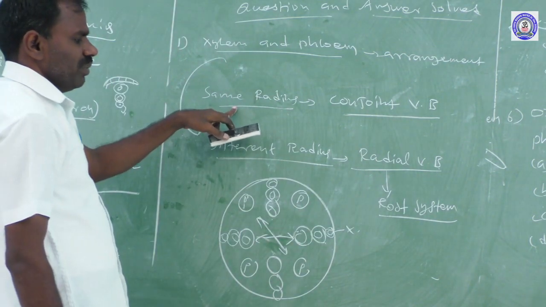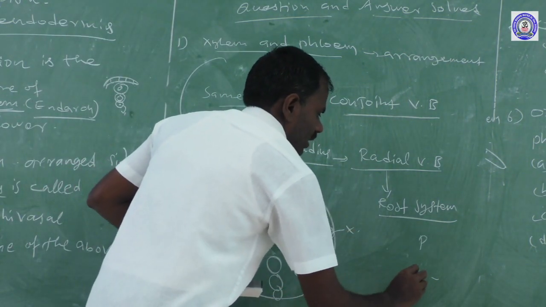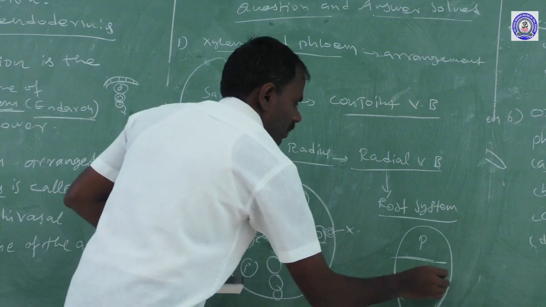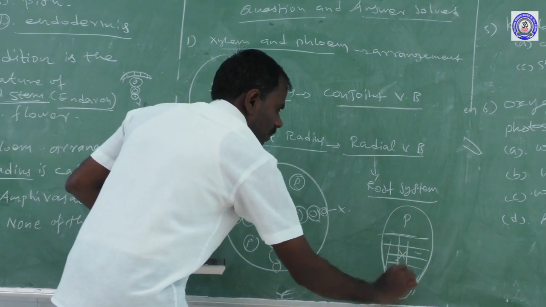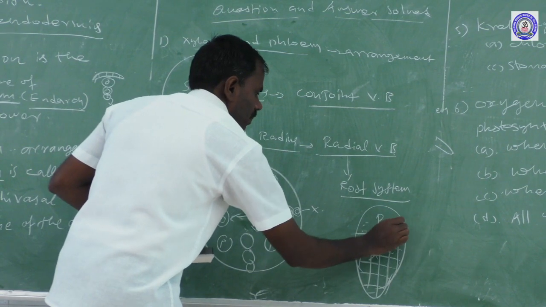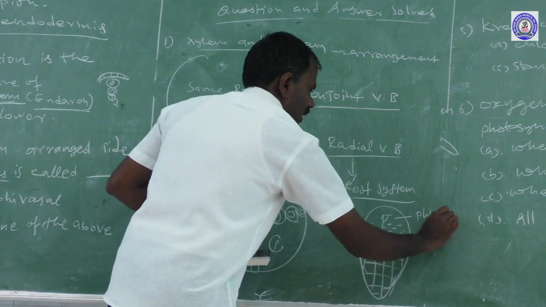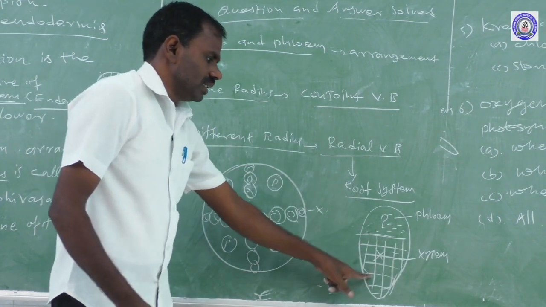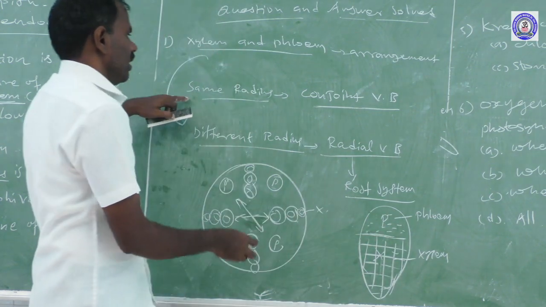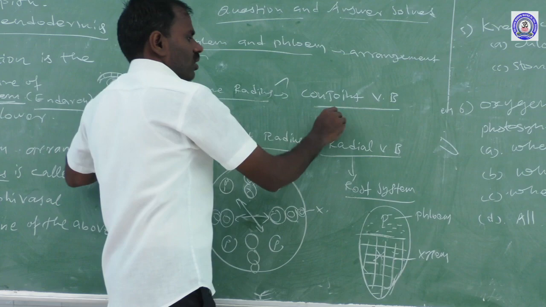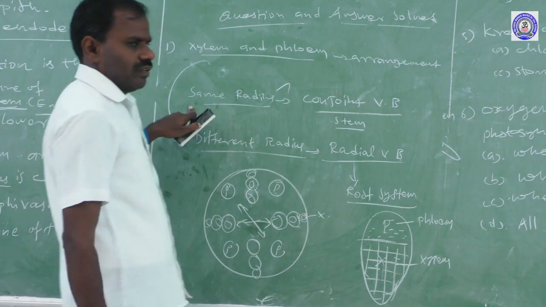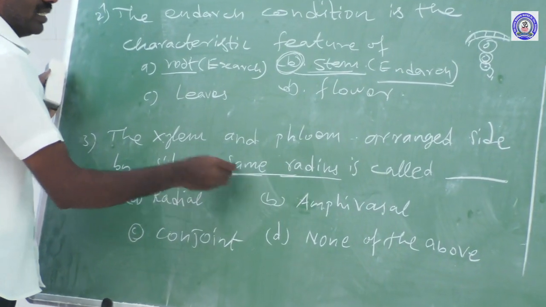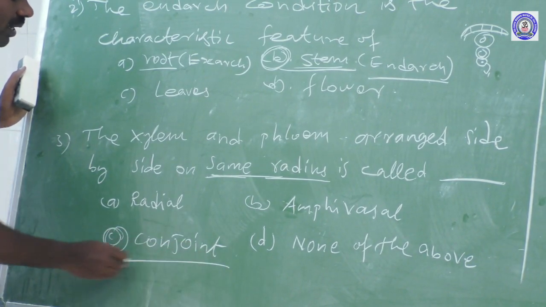And when the xylem and phloem are on the same radius, for example, phloem elements and xylem elements, the phloem region is arranged above and the xylem region is arranged below. The xylem and phloem are on the same radius. That is called conjoint vascular bundles. These conjoint vascular bundles are found only in the stem. The xylem and the phloem are side by side but on the same radius.